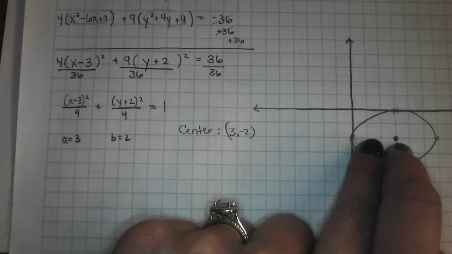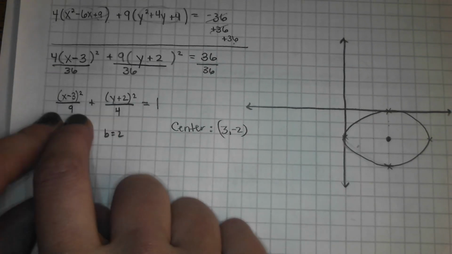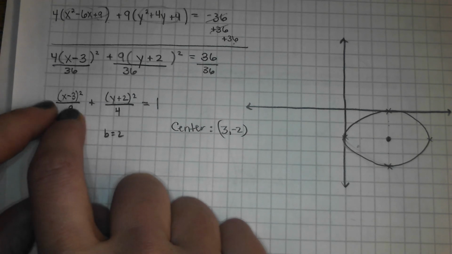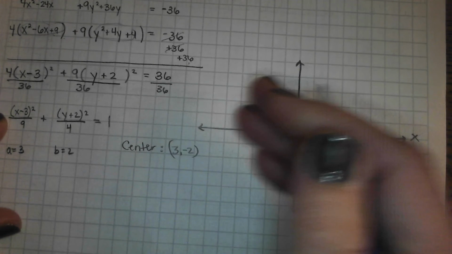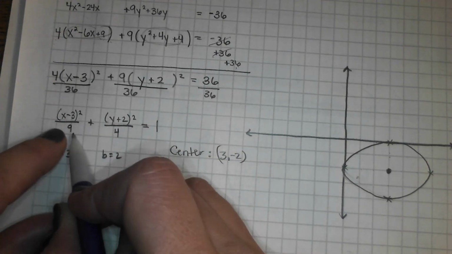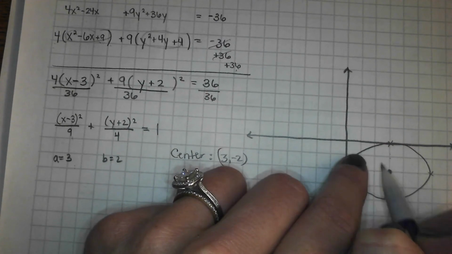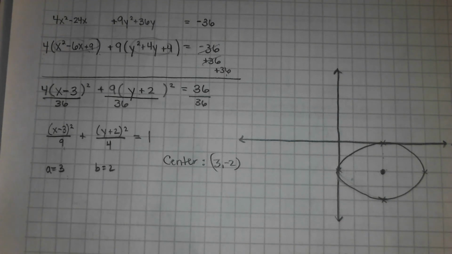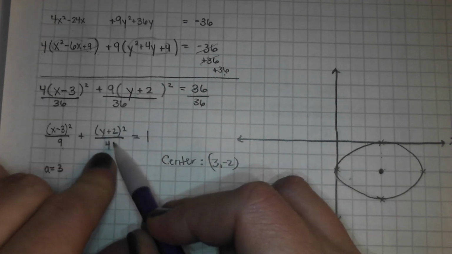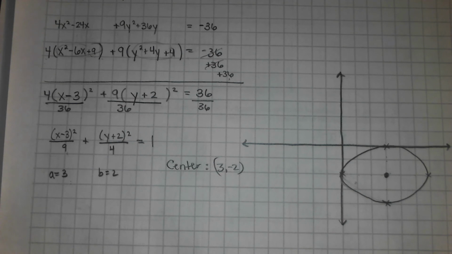Okay, so wherever your center is, the bigger number tells you how much it's pulled in that direction. In the x direction, the left-right direction on my x-axis, it's pulled from the center by 3, because that's the A value. So I started with my center, and I went 3 units to the right, 3 units to the left, and those are like the vertices on the long end. And then on my y-axis, it gets pulled up by 2, down by 2. Follow?